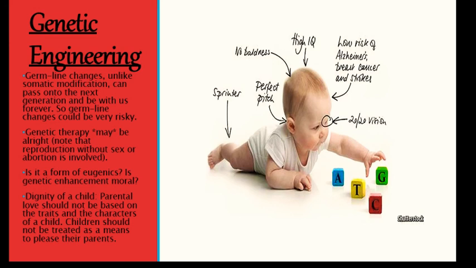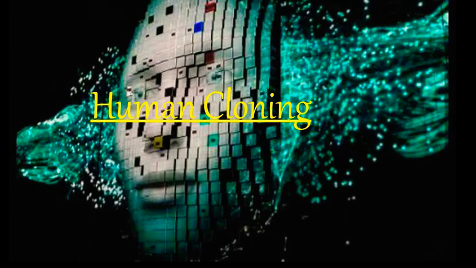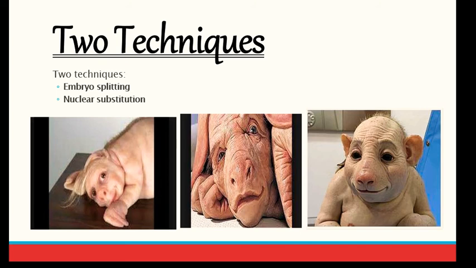I guess it's not. Dignity of a child: parental love should not be based on the traits and characters of a child. Children should not be treated as a means to please their parents. What about genetic engineering? Parents may want their baby to have a high IQ level, 20/20 vision, perfect pitch, and their favorite characteristics. But a child should not be treated as a means to please their parents. Human cloning: two techniques are used, embryo splitting and nuclear substitution, and it's highly unethical.